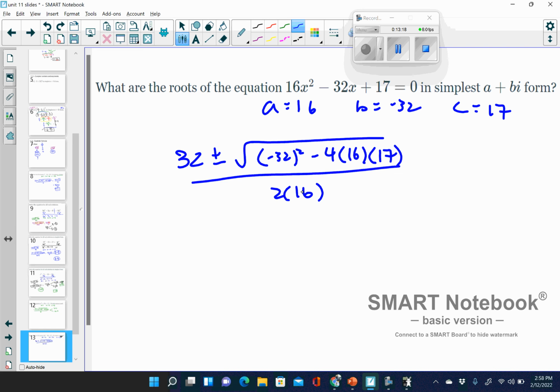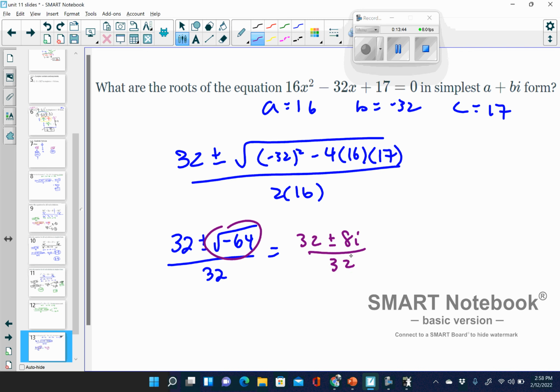So when we simplify this, we're going to get 32 plus or minus, plug all of that into the calculator, and you're going to get the square root of negative 64 all over 2 times 16, which is 32. The square root of negative 64 is 8i, so that simplifies to 32 plus or minus 8i all over 32, and you want to simplify it as much as possible. 32 divided by 32 is equal to 1, plus or minus 8 over 32 reduces to 1/4, so it's going to be i over 4, or 1i over 4.